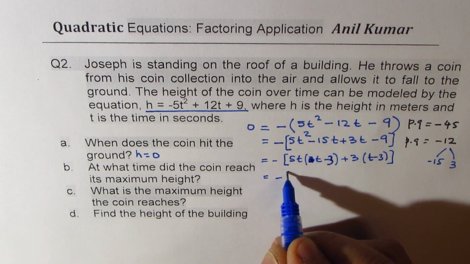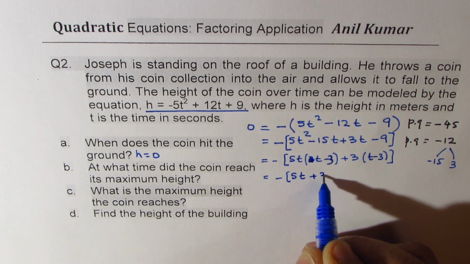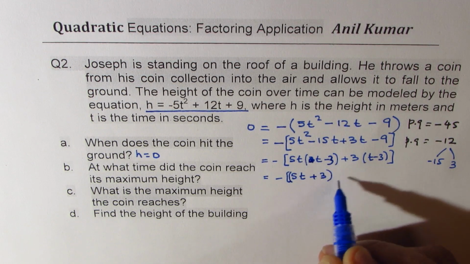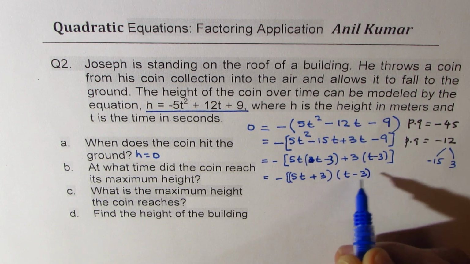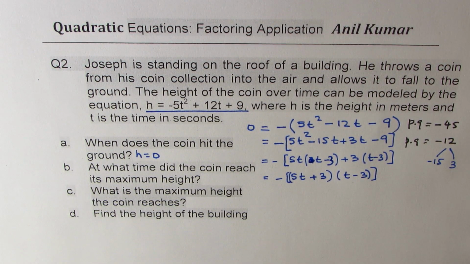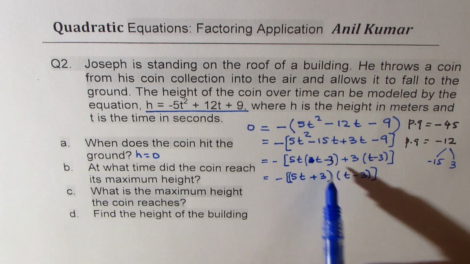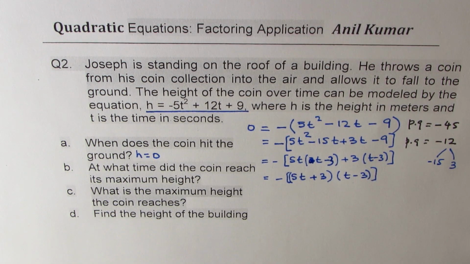So we get minus 5t plus 3 and t minus 3 as the other factor, right? So that gives you the factored form of the equation. So you could write t minus 3 as a common factor and 5t plus 3 as the other factor.